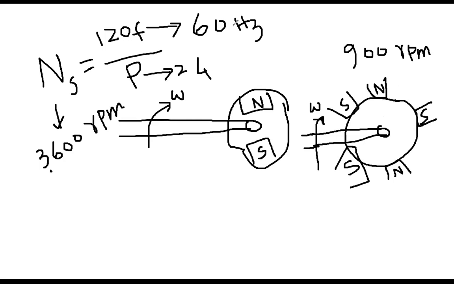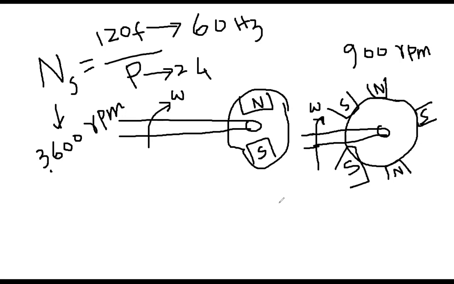Because you have to maintain 60 hertz, you need the 60 hertz, you have to maintain that. But when you are using a large number of poles, your speed is decreased. It is not at this rate.